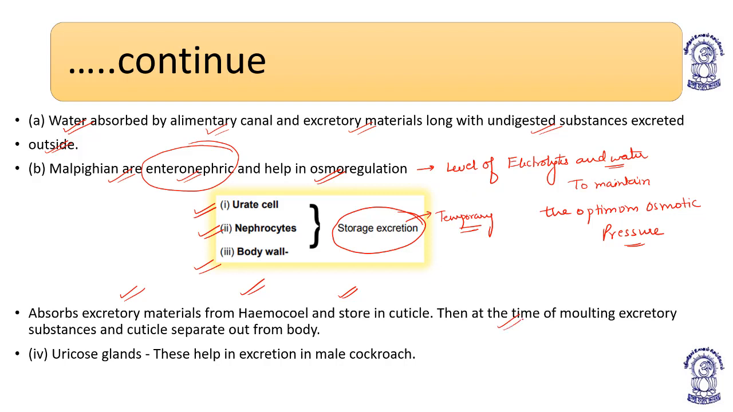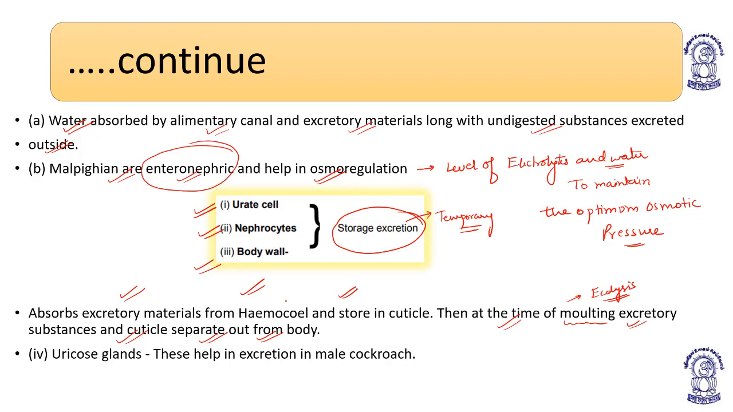Then at the time of molting, molting means ecdysis, means shedding of the old skin. Molting also includes the conversion of the larval stage into the adult stage, like we have studied in metamorphosis. So molting simply means the organism will retain its features, but it will shed its skin, the outermost part. So at the time of molting or ecdysis, excretory substances and cuticle get separated out of the body.